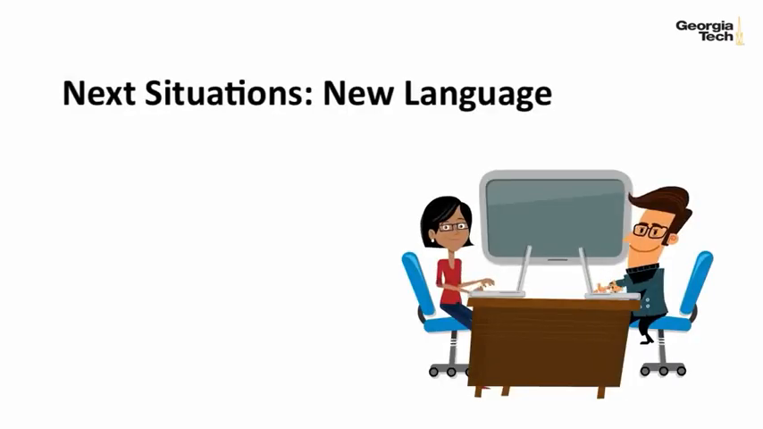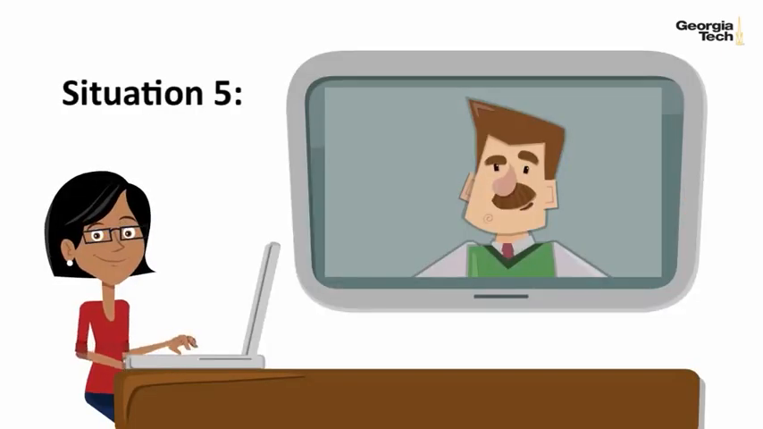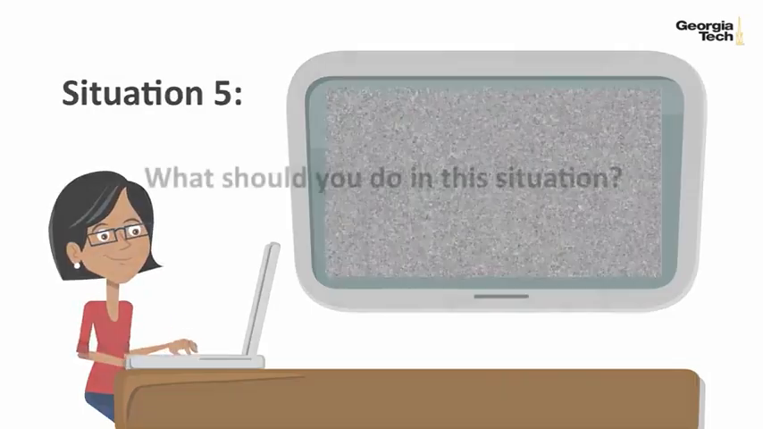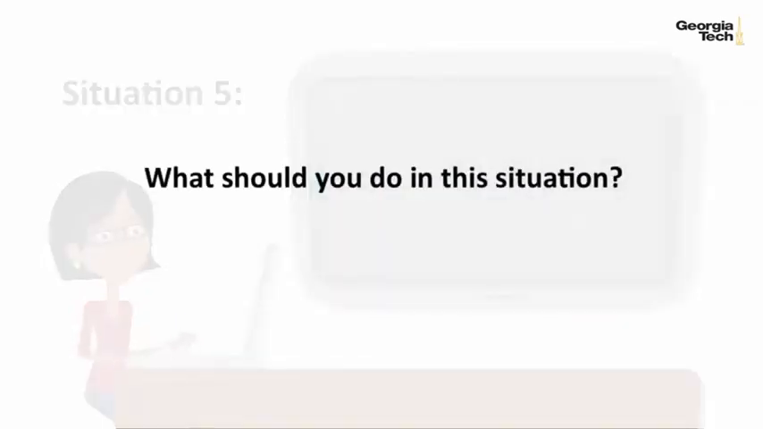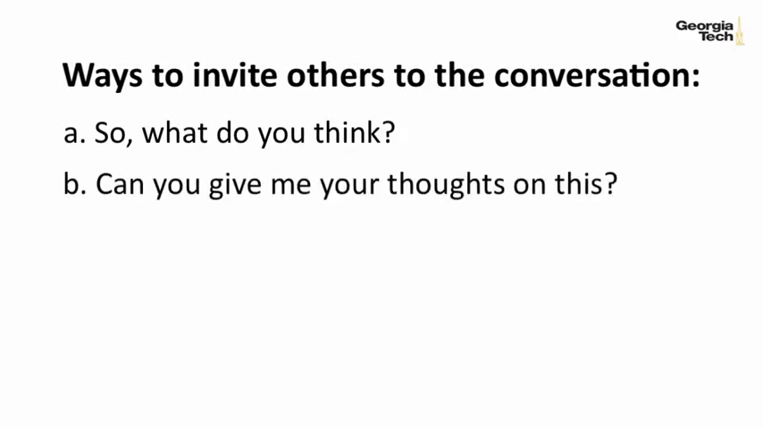The next couple of situations will involve some new language that we didn't look at in the previous lesson. Let's learn how to use the right language for these situations. You notice that one of the people at the meeting is very quiet or may have been disconnected. What should you do in this situation? If you think they are still online, you can invite them into the conversation by saying, "So, what do you think? Can you give me your thoughts on this? What's your opinion?"